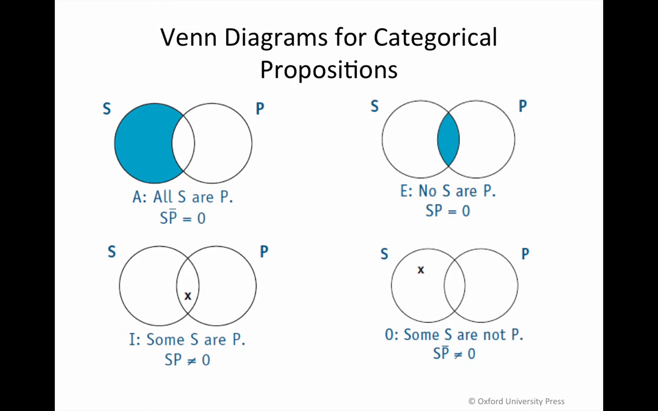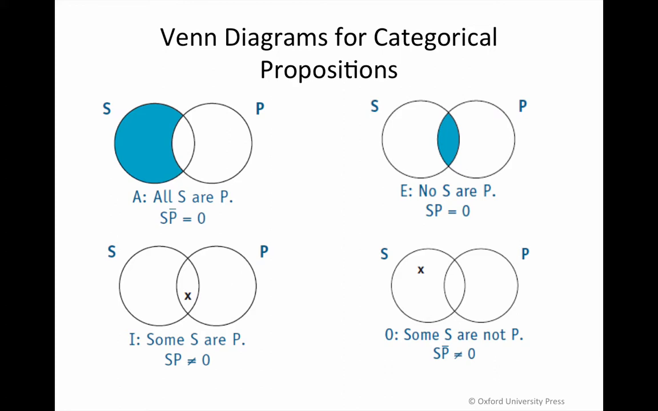So notice that in the upper left-hand corner, you have a universal affirmative, an A proposition. In the upper right-hand corner, you have a universal negative, or E proposition. In the lower left-hand corner, you have a particular affirmative, or I proposition. And in the lower right-hand corner, you have the O proposition, that is the particular negative. Now, first, let's talk about what we're seeing.